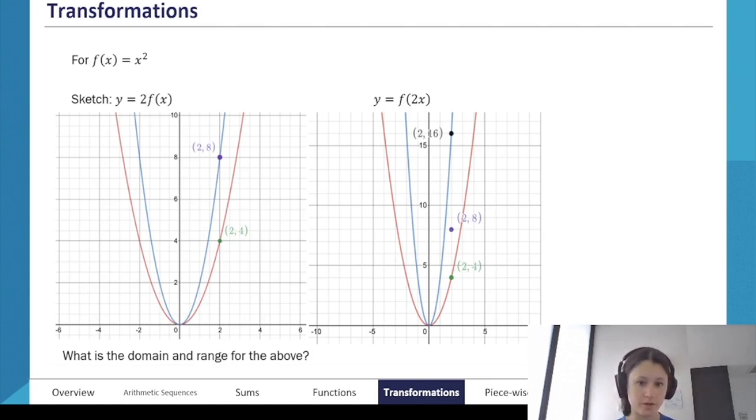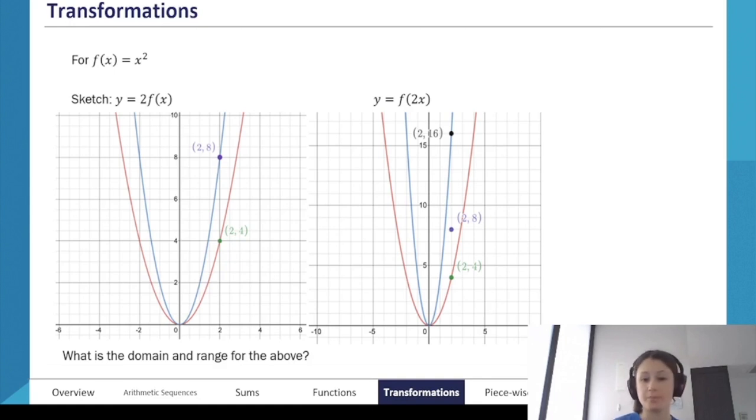Now, if you have a look at our first example, our curve is going to be stretched vertically. As you can see, the distance between the two coordinates, 2, 8 and 2, 4, is greater. But in our second example, our blue curve doesn't even intercept 2, 8 because it's become skinnier. So it is now intercepting 2, 16.